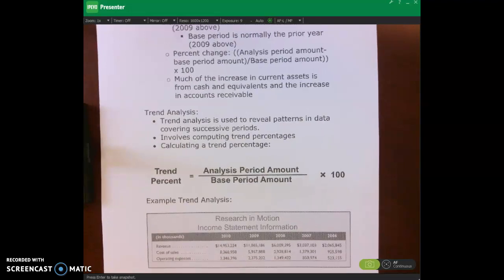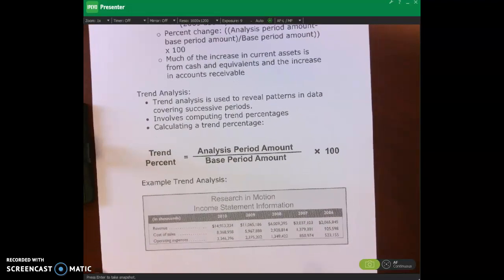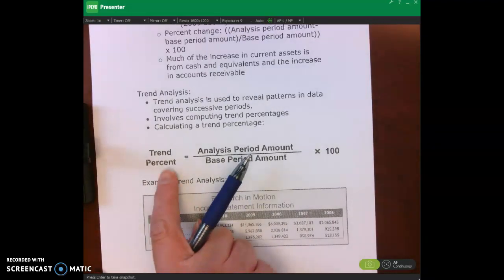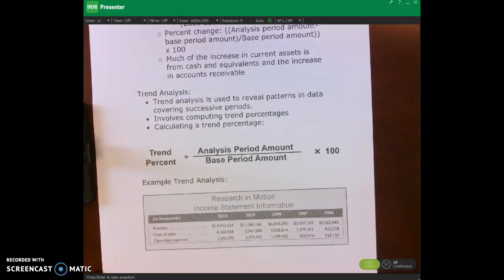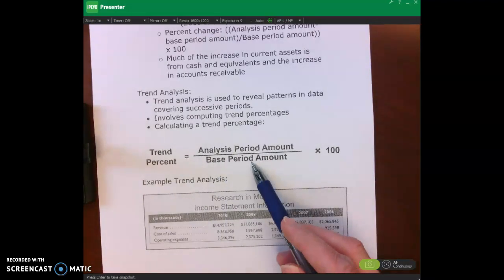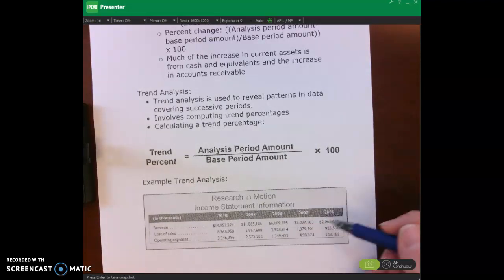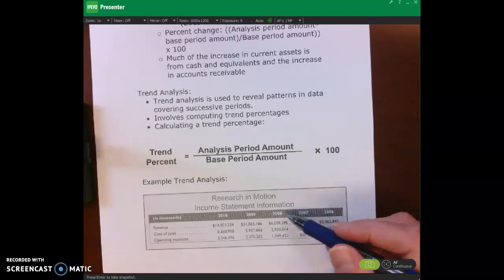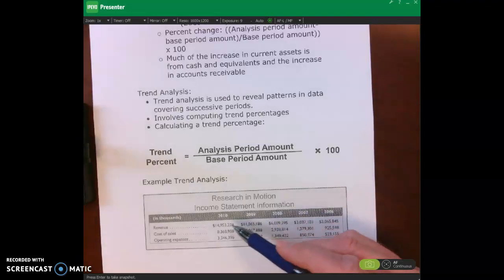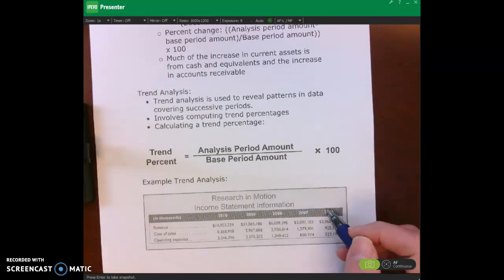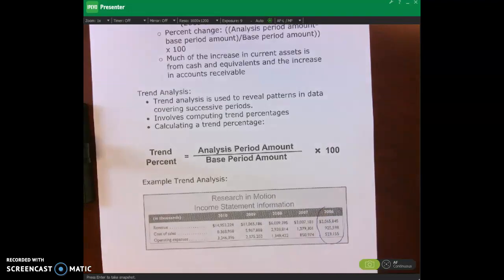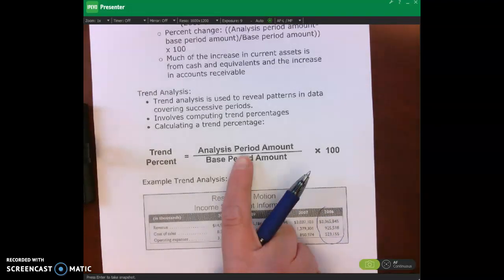So with the trend analysis, what we do is we calculate a trend percent. And the way that we do that is we take our analysis period amount divided by our base period amount times 100. So you can see right over here, we have 2006, 2007, 2008, 2009, 2010. And let's assume that 2006 is our base period.